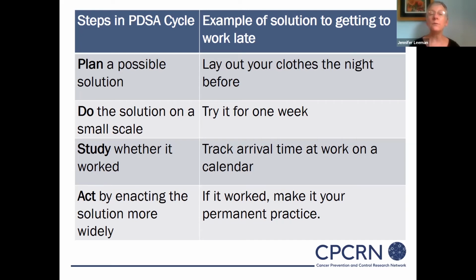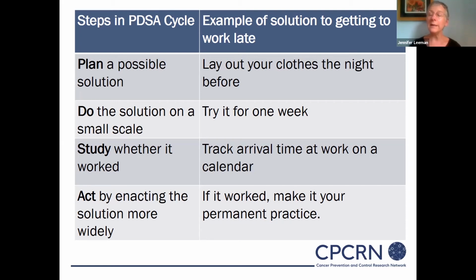And so we do this for a very short time frame. It's not an elaborate study, it's a small, simple study. And so we try laying out our clothes for 1 week. And we also come up with a simple way to study it. And in this case, we decide for 1 week before we put this change in place, we'll keep track of what time we arrive at work. And then we'll keep track of what time we arrive at work for 1 week after we make this change. And then if it got us to work earlier, we put it into practice permanently and always lay out our clothes the night before.